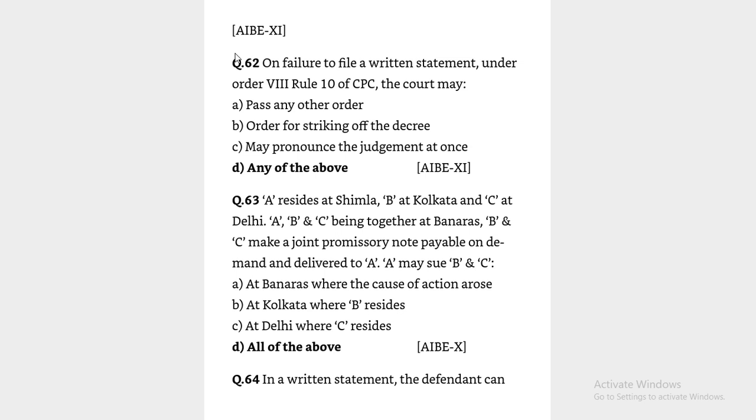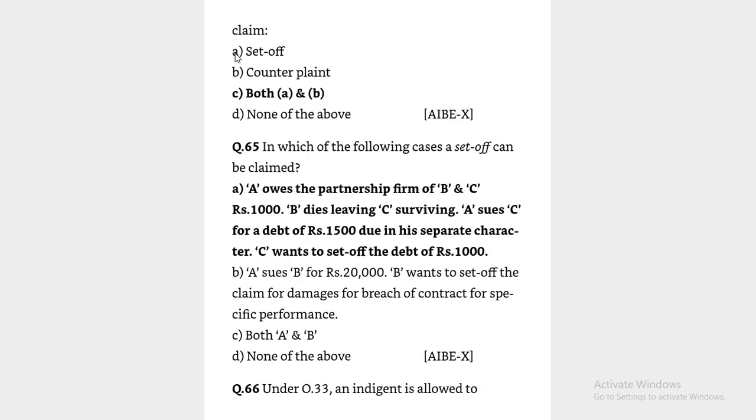In a written statement, the defendant can claim a set-off or a counterclaim, both A and B. In which of the following cases can set-off be claimed? A owes the partnership firm of B and C 1,000 rupees. B dies, C is surviving. A sues C for a debt of 1,500 due to him in his separate capacity. C wants to set off the debt of 1,000. So this is the answer, the case in which a set-off can be claimed.